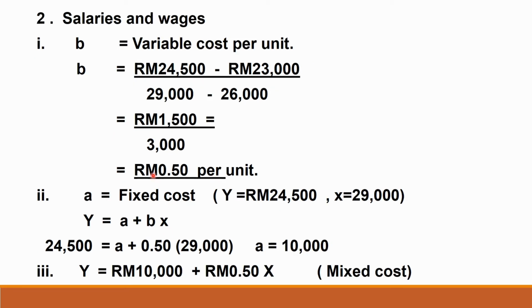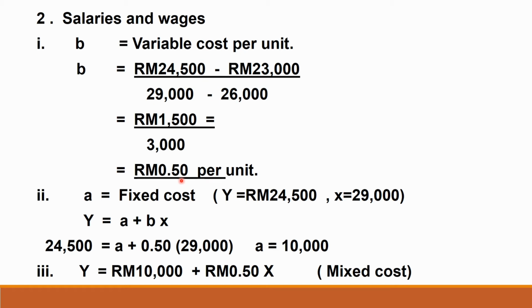Salaries and wages. First step, you must calculate variable cost per unit. So the highest cost less the lowest cost divided by highest activity less lowest activities. And the answer for variable cost per unit is RM0.50 per unit, or 50 cents per unit.